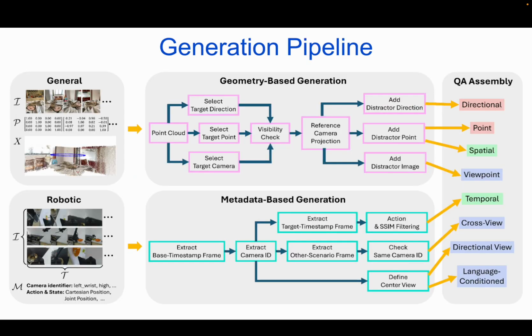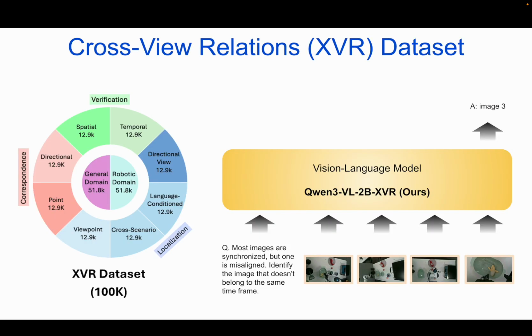We develop a unified generation framework that operationalizes cross-view relations by structuring raw, multi-view data into concrete question-answer pairs. For the general domain, we employ 3D to 2D projection using explicit geometry. For the robotic domain, we sample from spatiotemporal metadata and temporal indices from robotic trajectories. Using this pipeline, we generate 100,000 cross-view relations VQA samples.